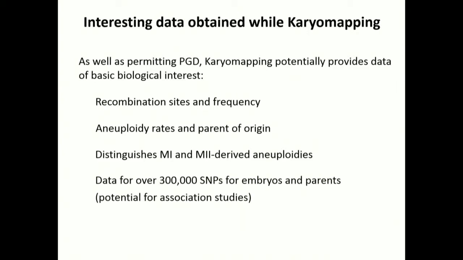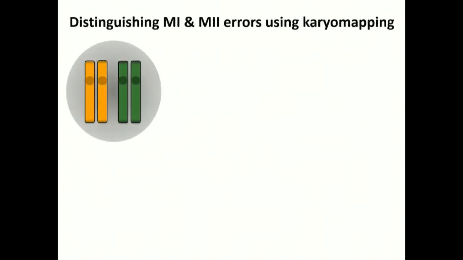Finally, you're collecting a huge amount of SNP data. So down the road, there's the possibility of a retrospective analysis to do a genome-wide association study or something like that. The way that it works in terms of looking at the meiotic stage at which an abnormality occurs is something like this.